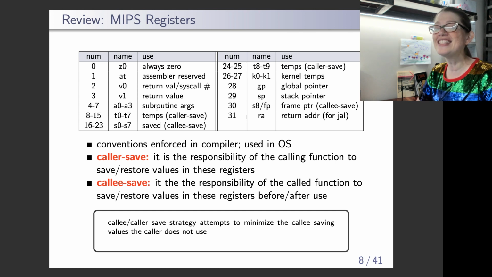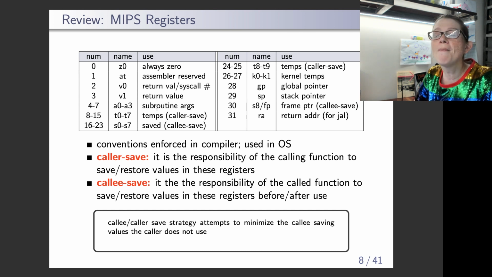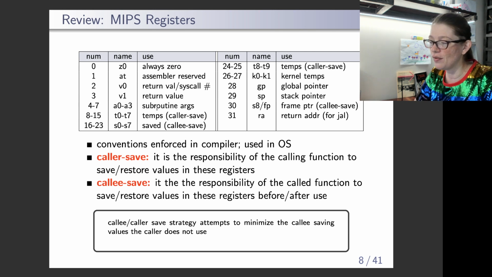Then we have the S's and the T's. These are our general purpose, general use registers. The T's are the caller save, which means that before you call a function, you must save them. The S registers are the callee save registers, which means before the function that is called can use them, it has to save and restore those values itself.